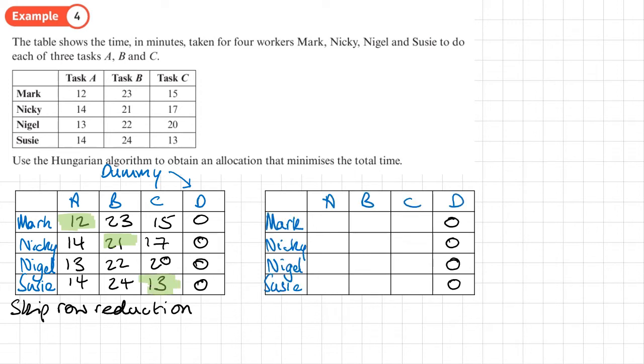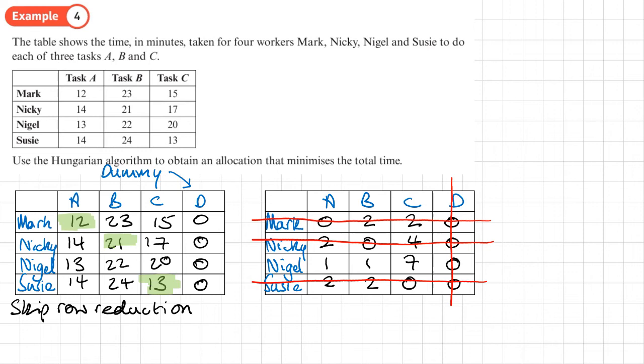Right, so taking away 12 from each value in the first column, we'll have 0, 2, 1, 2. Taking away 21 from each of the values in the second column, 2, 0, 1, 2. And taking away 13 from each of the values in the third column, we have 2, 4, 7, 0. Let's see how many lines we need to cover all the zeros. So let's cover all 4 of those with 1 line. Now, because there's zeros in each row, I need to use 3 more lines. So this means I've found an optimal solution.